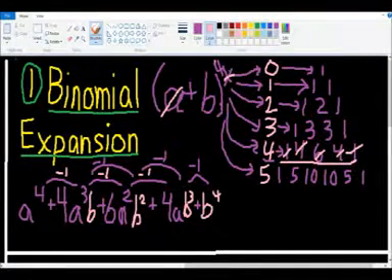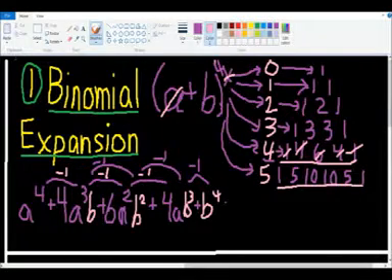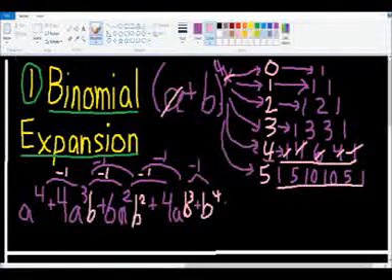So that can work with any number that x is. If x were 5, we just look down to the 5th row and do our same thing. A to the 5th, a to the 4th, 3rd, 2nd, 1st.